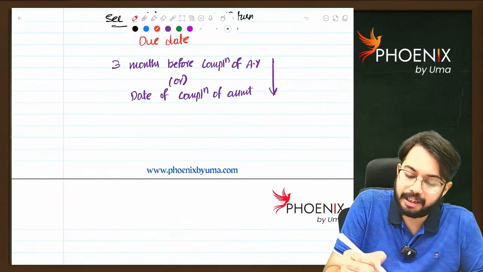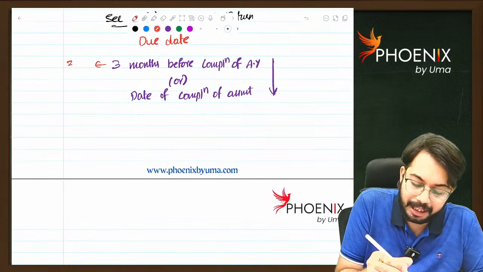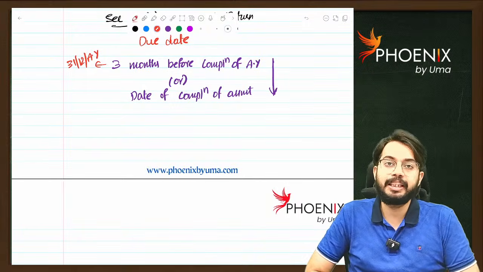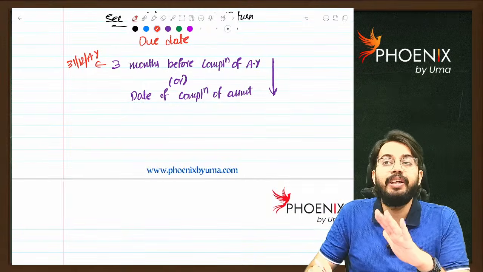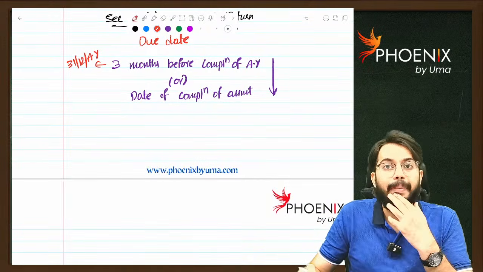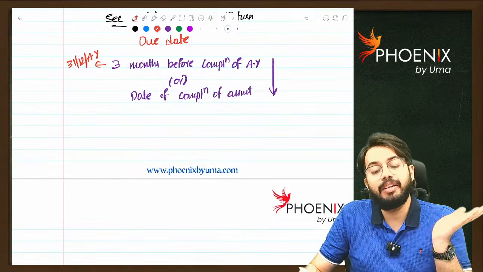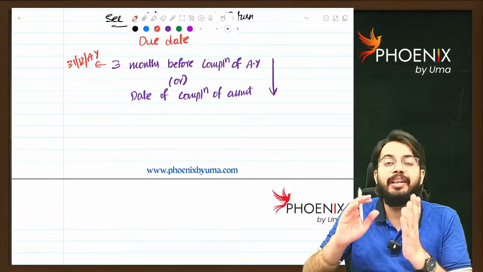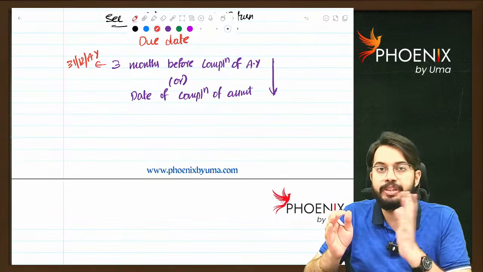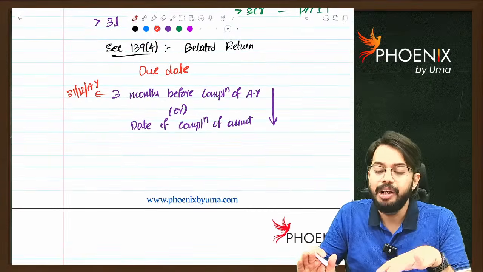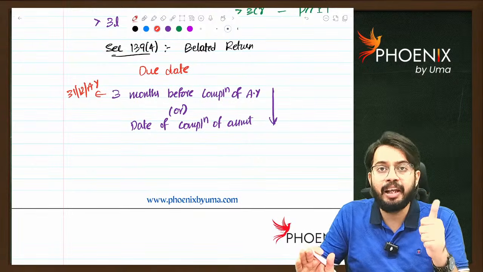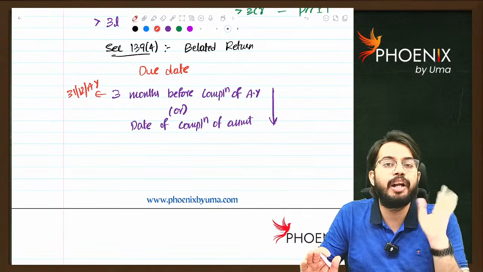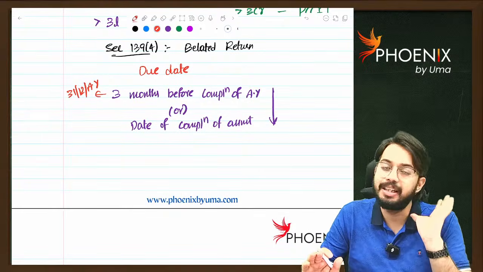What do you mean by this? 3 months before completion of assessment means 31st December of assessment year or date of completion of assessment, whichever is earlier. Within that time only you can file belated ITR. After this due date, you cannot file belated return. In that case, you can file ITR-U, which we will discuss little later. Okay, so to file ITR lately, there are time limits. Due date is 31st December of assessment year or date of completion of assessment, whichever is earlier.